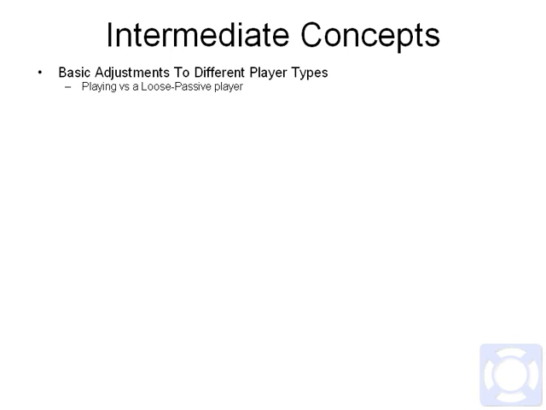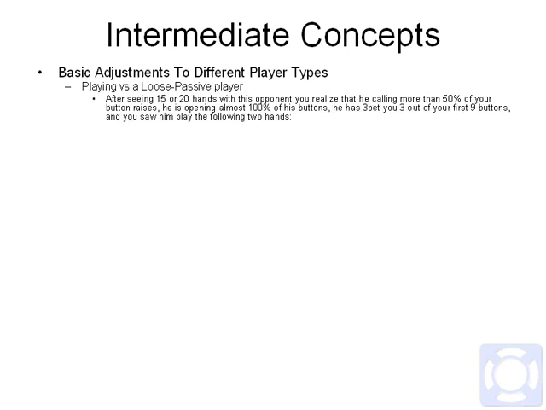So now let's talk about the loose passive. After 15 or 20 hands with this opponent, you realize that he's calling more than 50% of your button ranges. He's opening almost 100% of his buttons, and he has 3-bet you 3 out of the first 9 times. And you saw him play the following 2 hands.